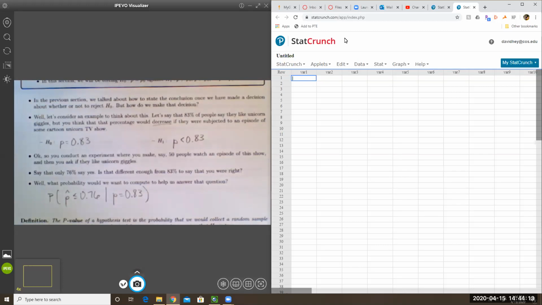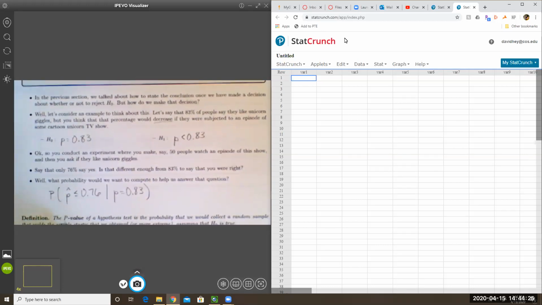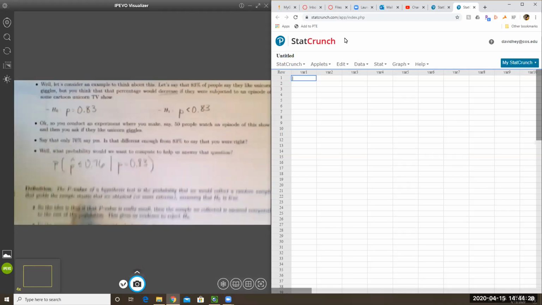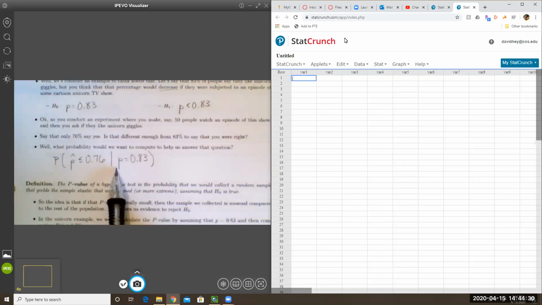There are a lot of p's in hypothesis testing, and that's unfortunate. I wish they would use a different letter, but I think they're using p for probability. Anyway, I don't make the rules, but this probability is called the p-value.